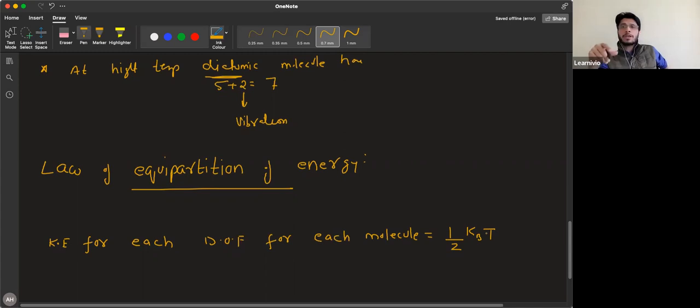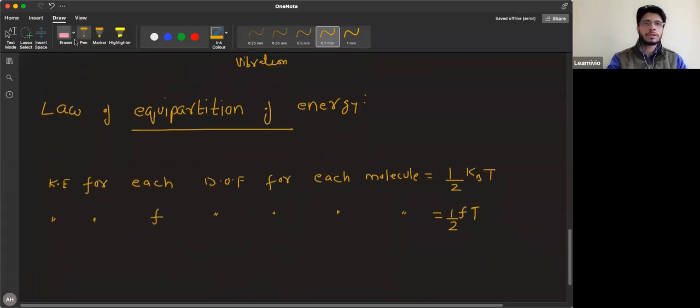Means if your monoatomic gas has 3 degrees of freedom, then the kinetic energy of that molecule will be 3 into half kT. So if I write the kinetic energy for F degrees of freedom for each molecule, it is half into F into kB into T. For 1 mole of molecules, just multiply with the Avogadro number. So F into kB into T into Avogadro.